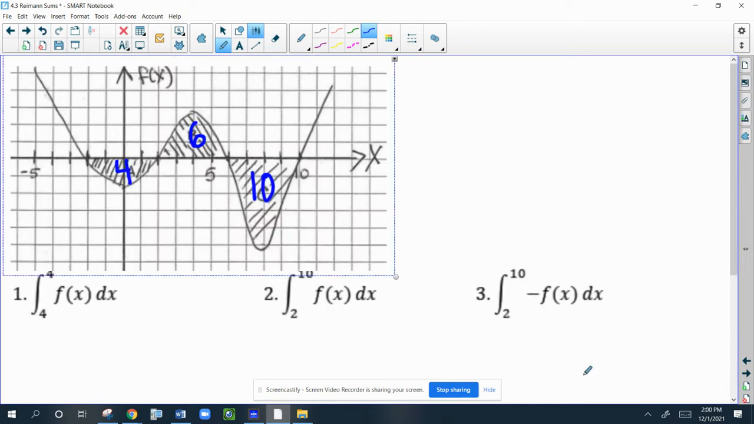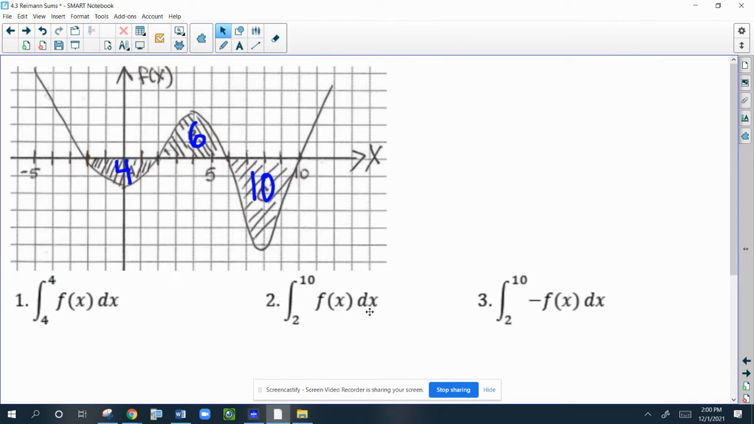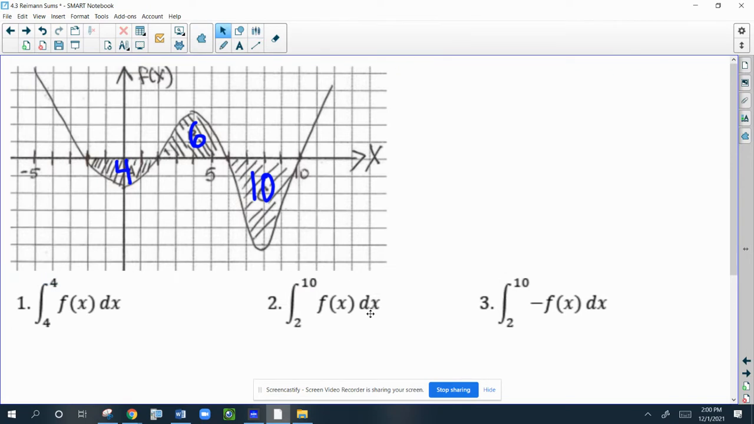The first one says, what's the integral of this function from 4 to 4? Now that's a very simple one because anytime you're taking the integral and the upper limit and lower limit are the same, that would be 0 because there is no area. And that's what this integral is trying to calculate. So that's a property. Easy enough.